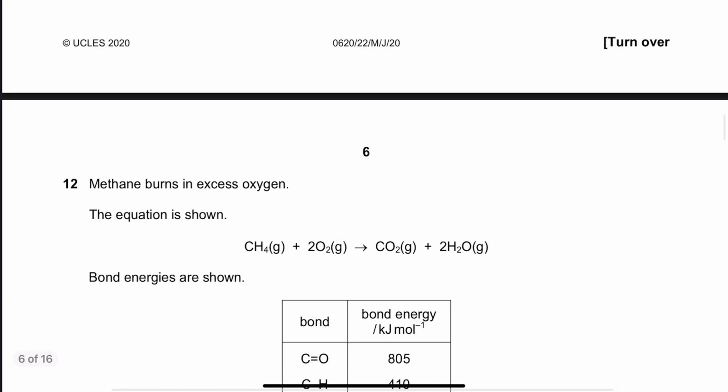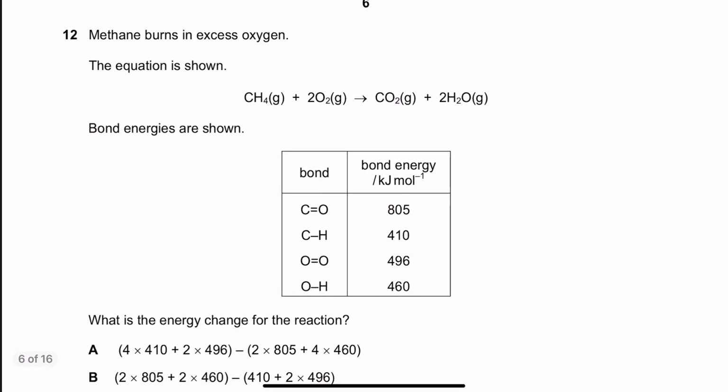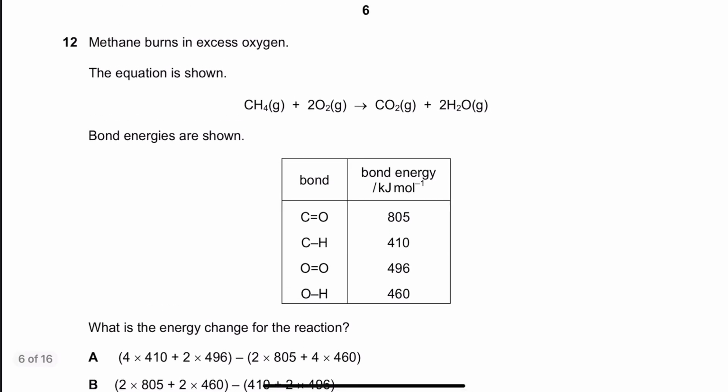Okay. And then question 12 says methane burns in excess oxygen. The equation is shown, bond energies are shown. What is the energy change for the reaction? So how do you calculate the energy change, the enthalpy change? It's the bonds broken minus the bonds formed.